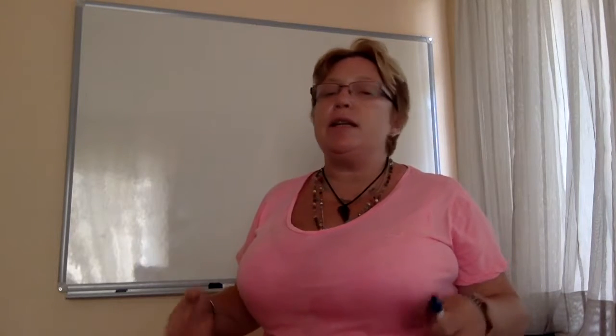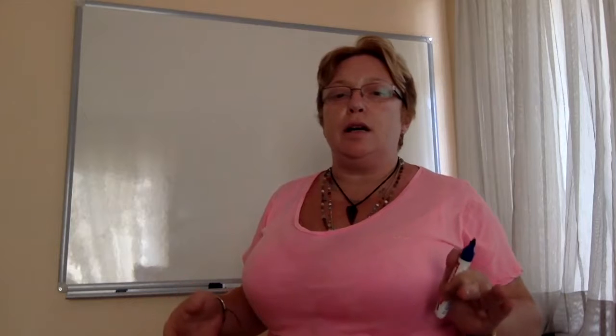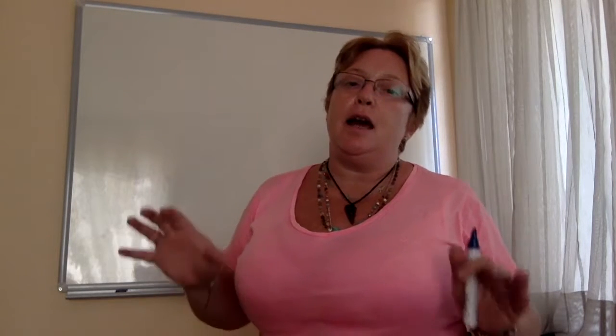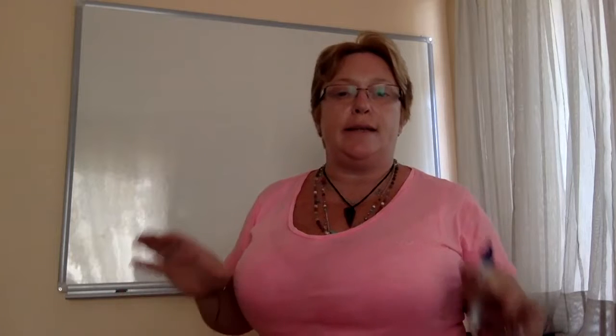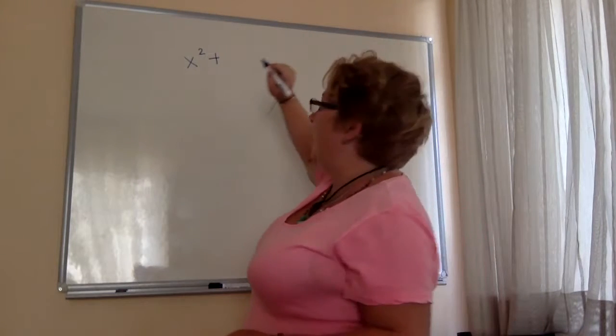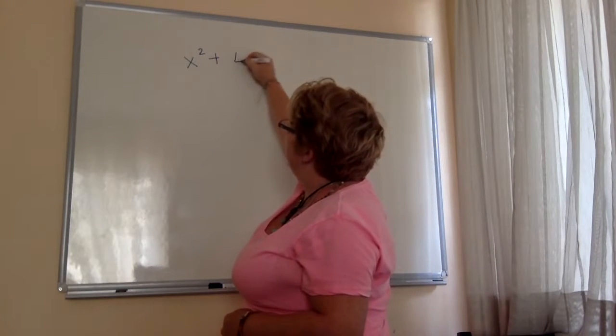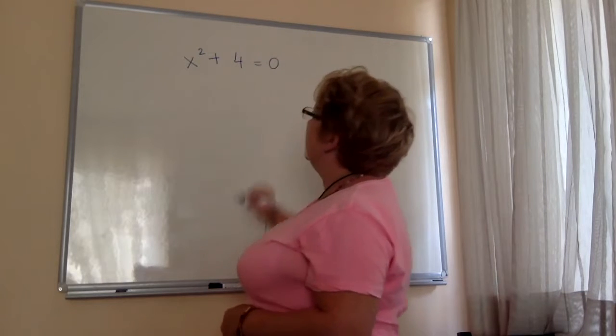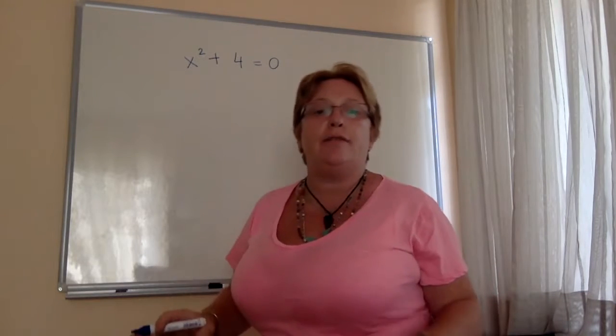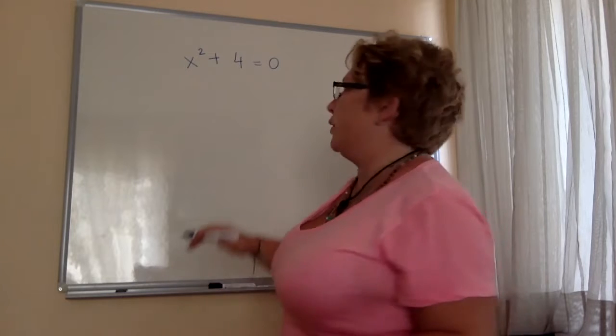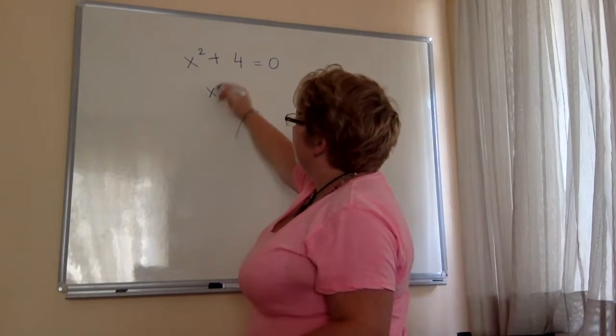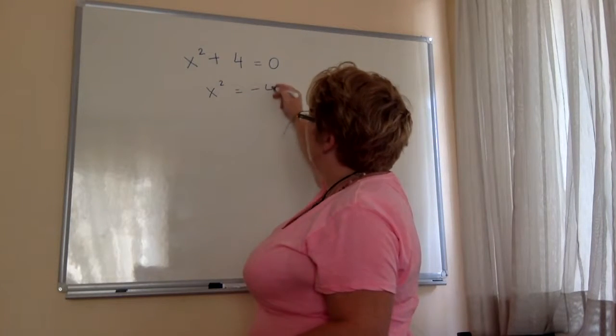To define what a complex number is, we really need to work with quadratic equations, because the first time we see complex numbers or imaginary numbers is with quadratic equations. The quadratic equation x squared plus 1 equals 0. If I'm trying to solve this equation, what am I going to get? I'm going to get x squared equal to minus 4.